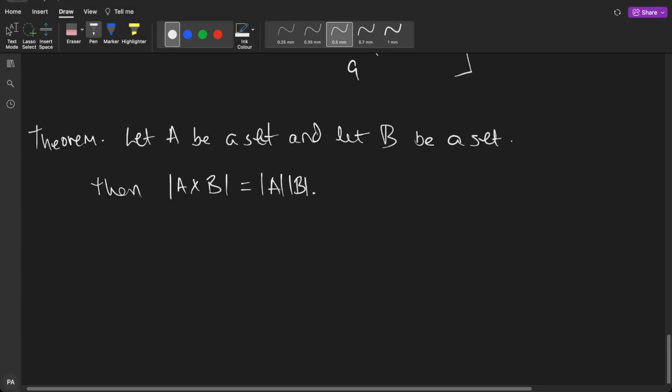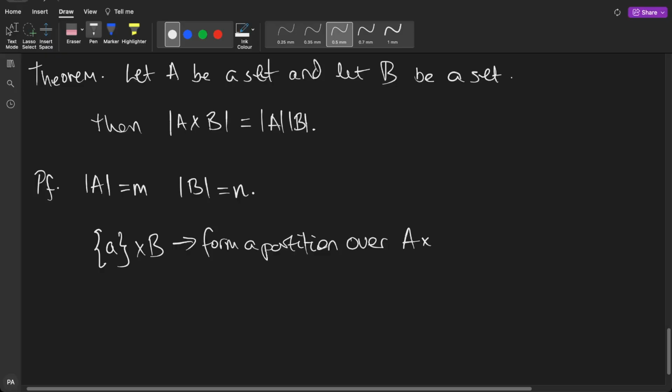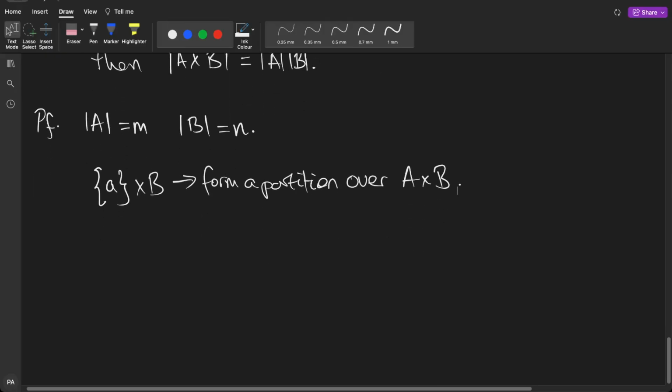So let's launch into the proof. For the sake of ease, we're going to say that the size of A is m and the size of B is n. That'll make it easier. Now, what we can notice is that sets of this form a partition over this set. What does that mean?